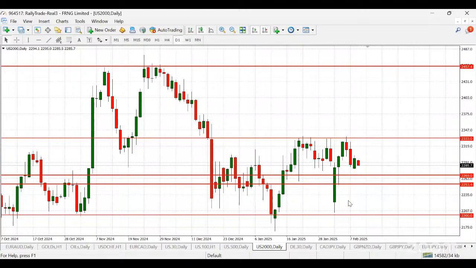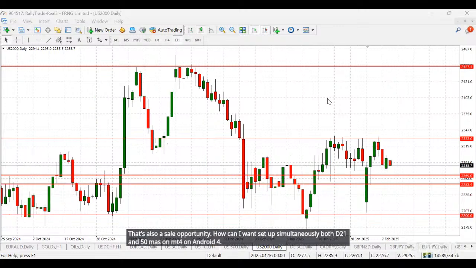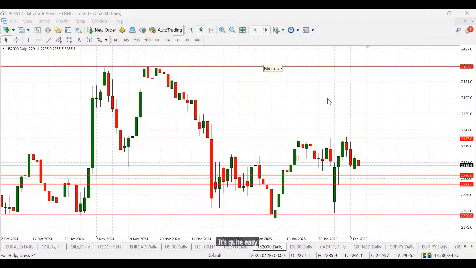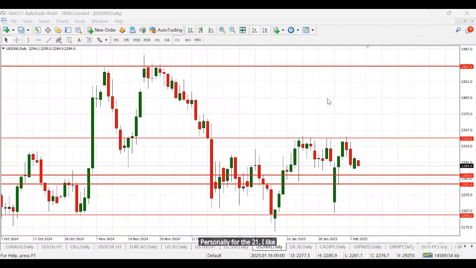How can one set up both the 21 and 50 MAs simultaneously on MT4 on an Android phone? It's quite easy. The same process it took you to do it the first time, you repeat it for the second time. And then you need to define your colors for the 21 and 50. Personally, for the 21, I like to use red, and for the 50, I like to use green.